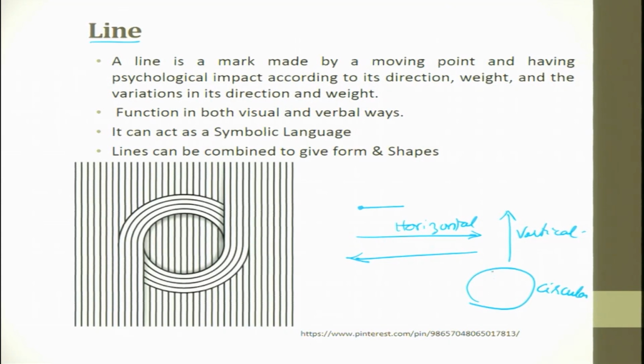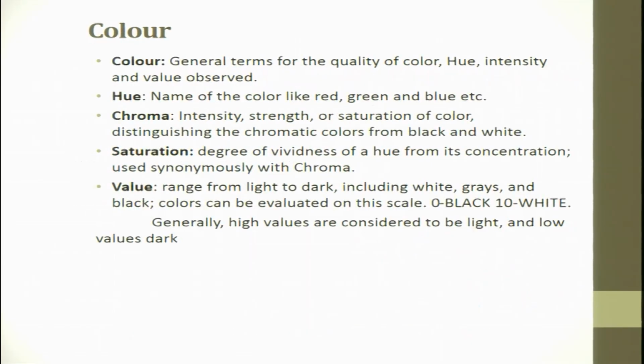Okay. By moving a point in any of those directions and having a psychological impact according to its direction, the weight means your thickness of the line, color, whatever you use, and the variation in the direction and its weightages. The function in both visual and verbal ways, it tries to convey both. It acts as a symbolic language. Drawing is a symbolic language. Lines can be combined to give form and shape, which I constructed and I showed you. For example, a line, edge to a surface, surface to a volume. So, you constructed. So, that gives you a form and a shape to it.